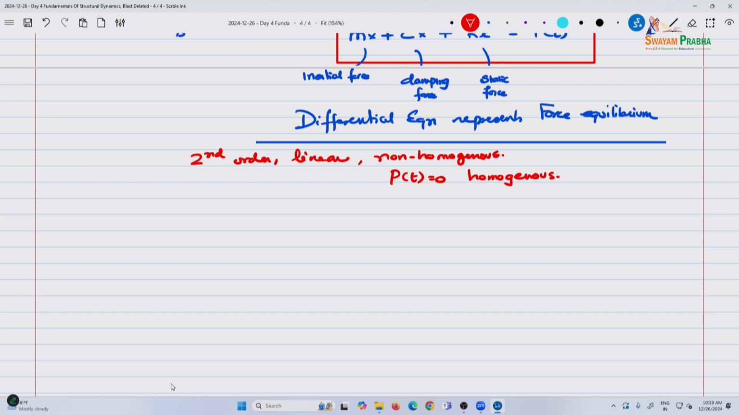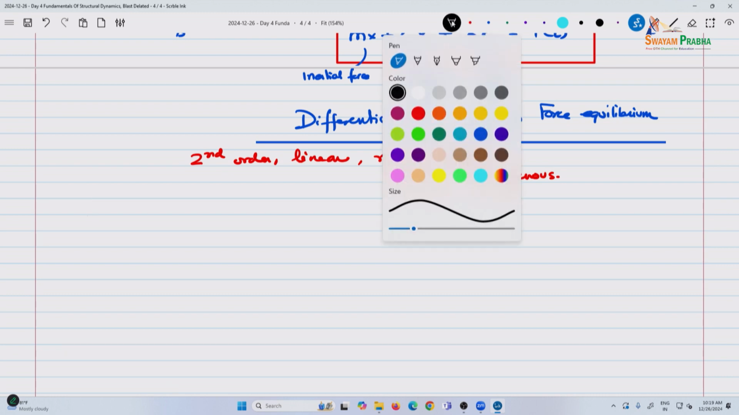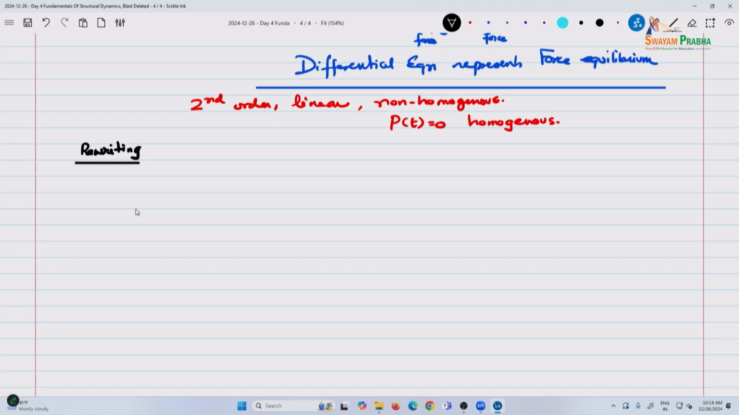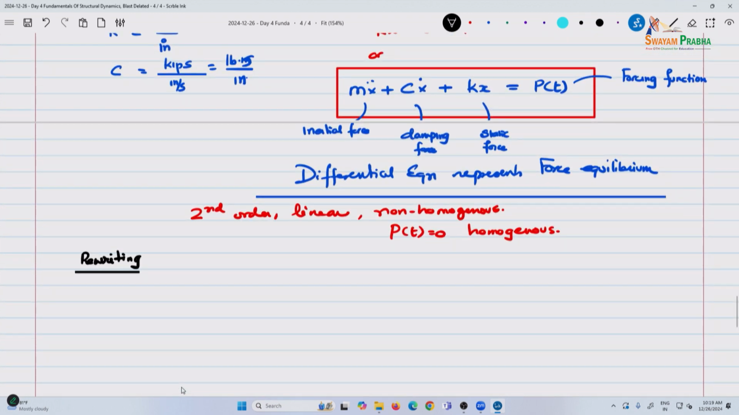So now I can rewrite it. That's why I was asking you how much background you have had. So I can write this as, let me keep that equation up here. If I take m out, I get x double dot plus c by m x dot plus k by m x equal to p of t.